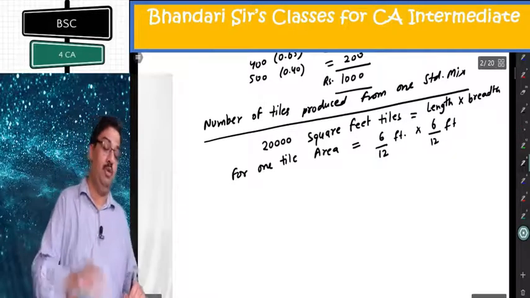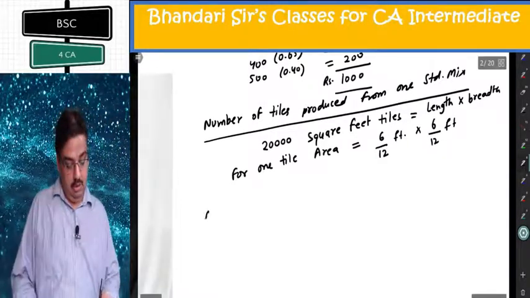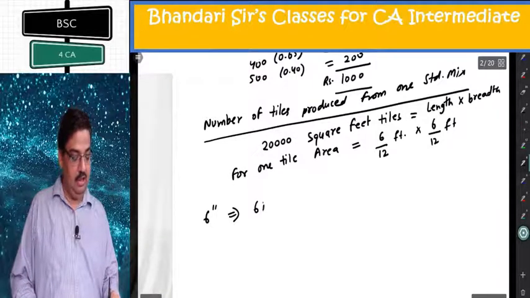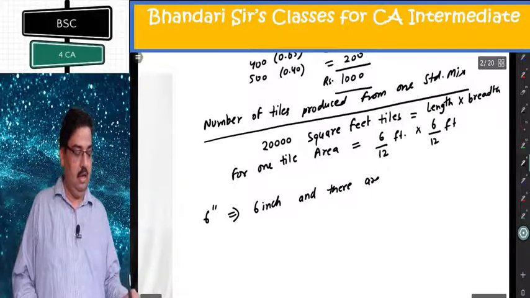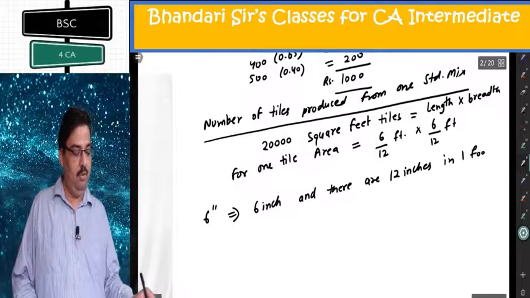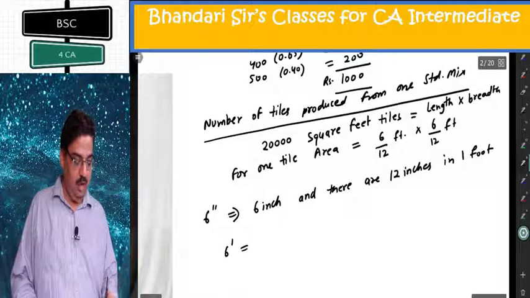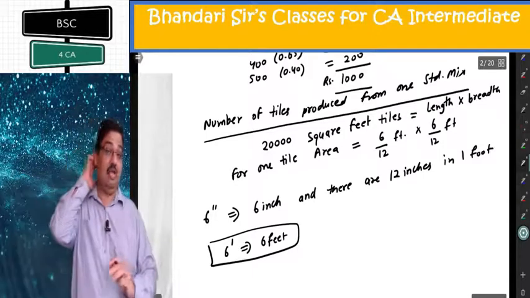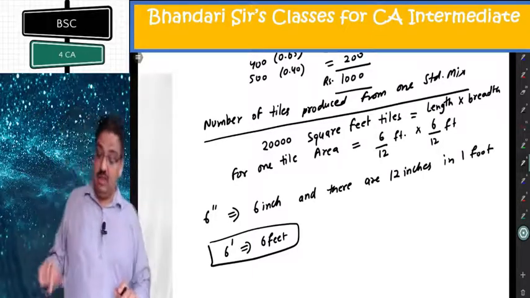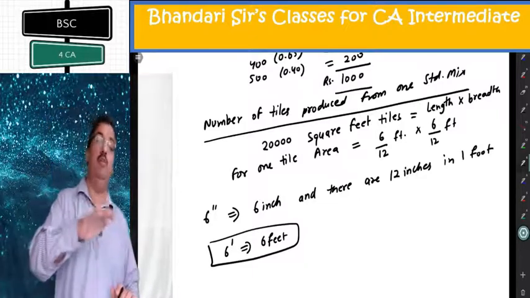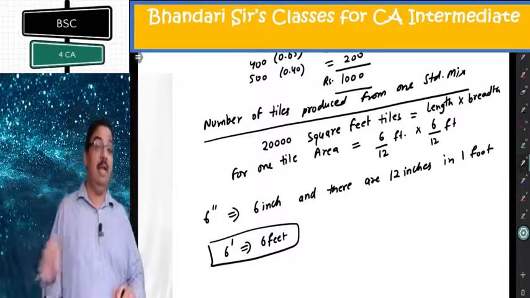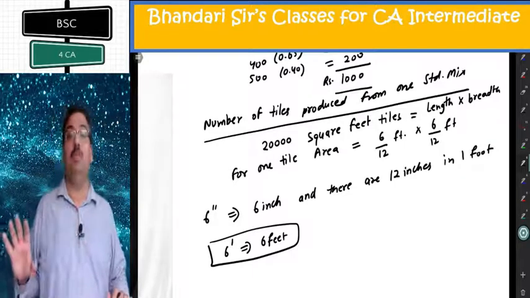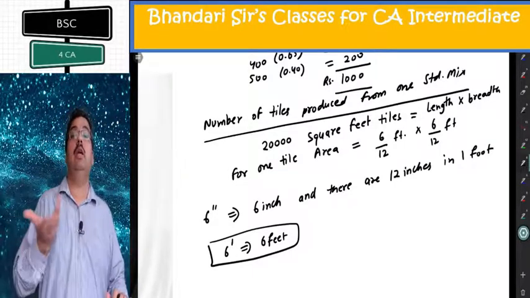Now small maths you should be knowing before you do this question. This double dash implies 6 inch, and there are 12 inches in 1 foot. Remember, 6 dash would have been 6 foot. Single dash is for foot, double dash is for inch. You are given in inches in the first line of the question. 6 into 6 into 1 by 8. 1 by 8 is height. Area is length into breadth. Height or width does not come into picture. In volume, all the three are multiplied.